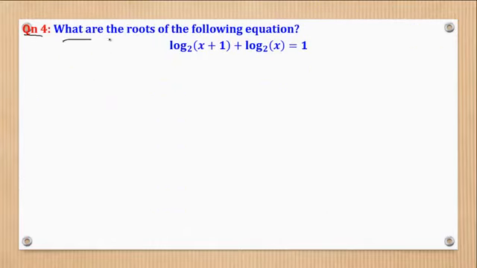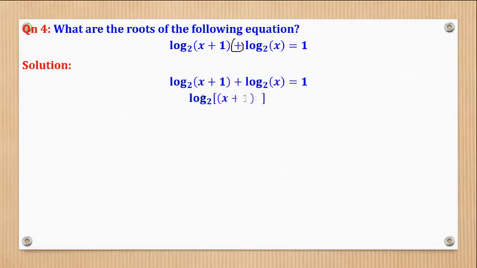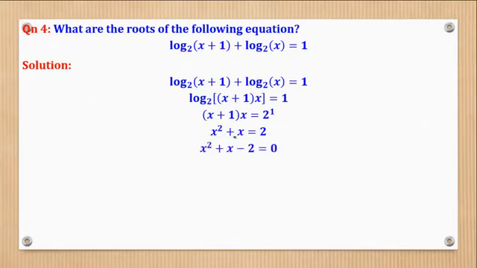Then question 4, what are the roots of the following equations? Now here the good thing, both of them are in base 2. Meaning that because this is addition, it will be multiplication. Then to eliminate the logarithm, it will say 2 to the power 1 is equal to this. 2 to the power 1 is 2, and this open brackets, you get that. Now that is a quadratic. We're going to put everything on one side to get a quadratic equation, which can be solved by either a quadratic formula or factorization.